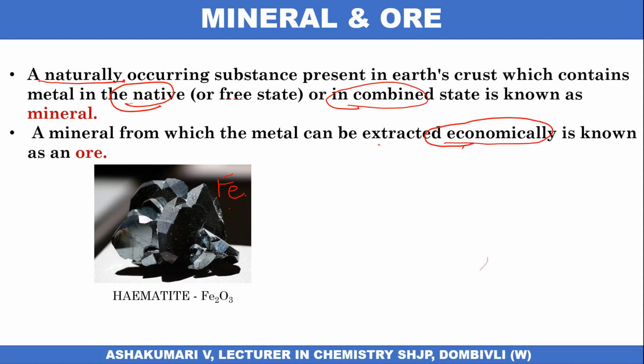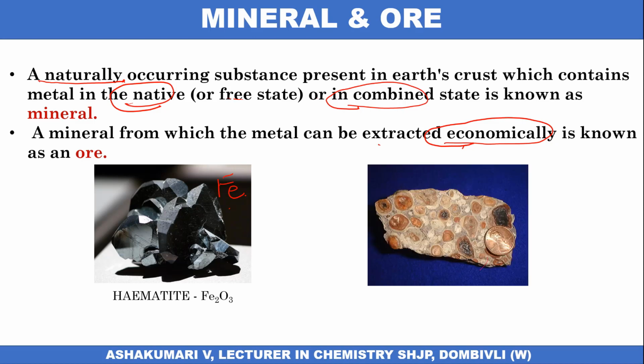To make the concept of mineral and ore clear, let me consider one more example. The second figure represents bauxite ore. Consider clay. Both clay and bauxite are minerals of aluminium. Bauxite is also a mineral of aluminium and clay is also a mineral of aluminium. We can extract aluminium profitably from bauxite.